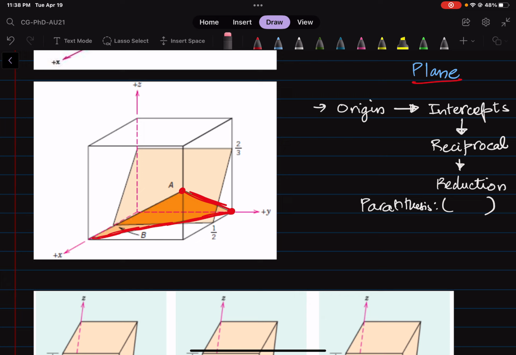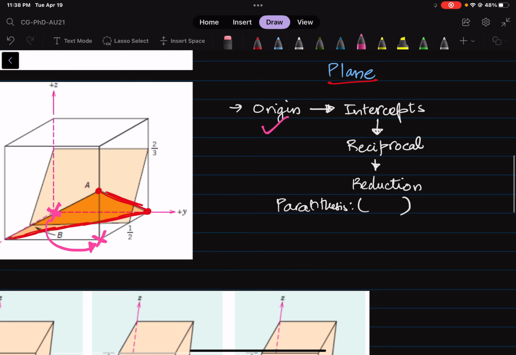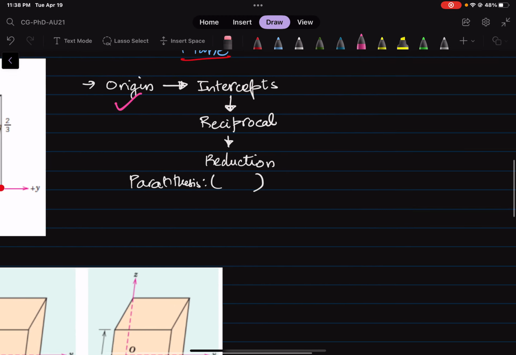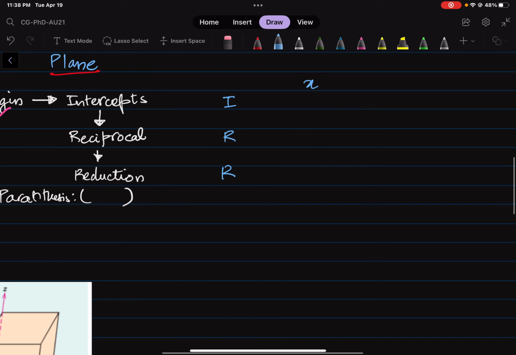So in this plane, you can see that if you are at the given origin, which is over here, you will find that it will be a little bit hard to locate the z-intercept. So what I'll do is that I will move my origin to this point. So this will be my new origin. So we have found the good origin. Now let's look at the intercepts. So the intercepts would be, so let's write it, intercept, reciprocal, reduction. And we need x, y, and z, the three intercepts.